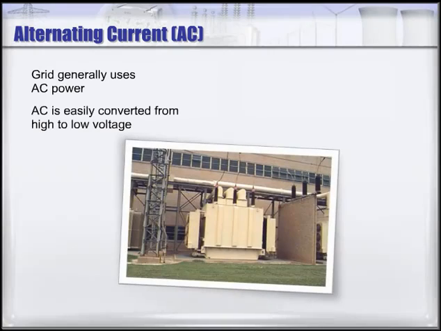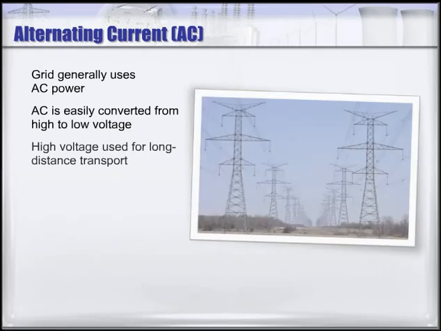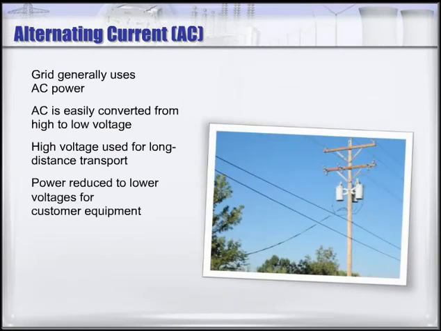This is because system designers decided to use AC power early in the development of the electrical grid, since it is relatively easy to convert voltages from high to low using devices called transformers. This allows higher voltages to be used to transport power long distances, thus reducing losses and allowing for smaller and cheaper conductor sizes. Power is then reduced to the lower voltages used by appliances and other equipment as the system reaches customer facilities.